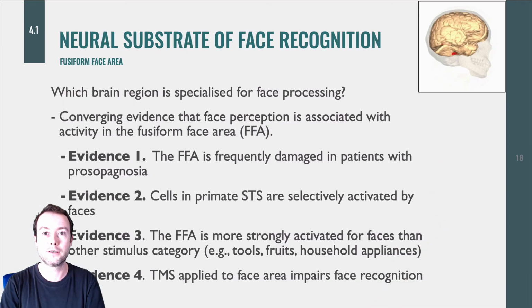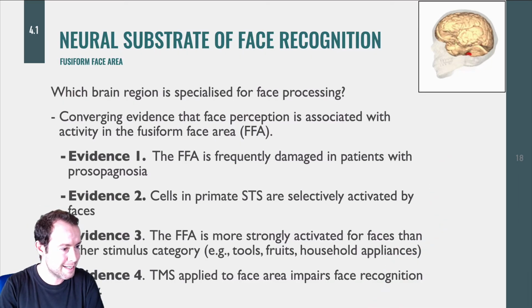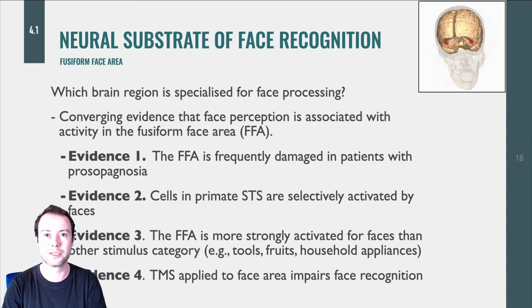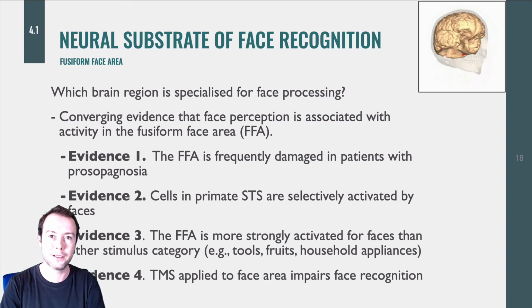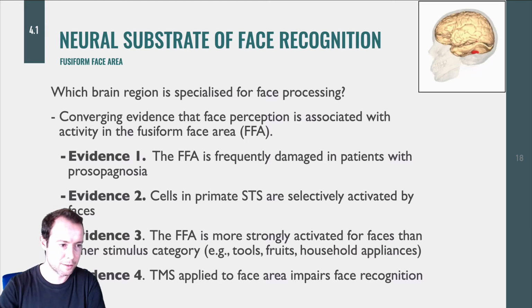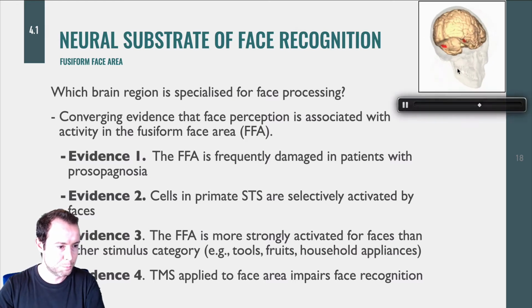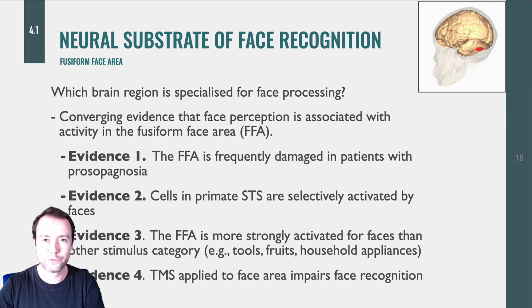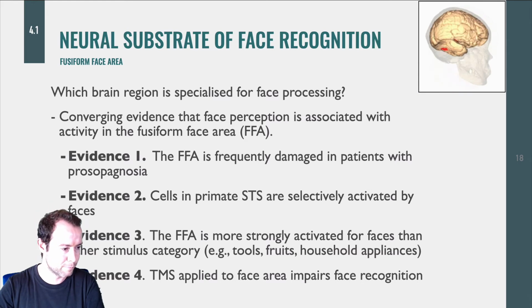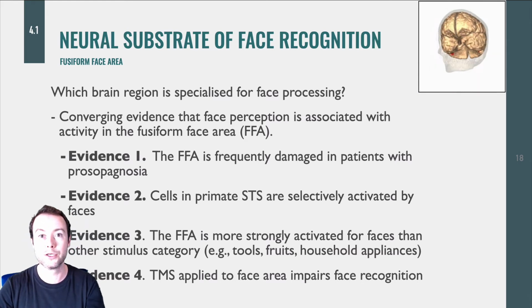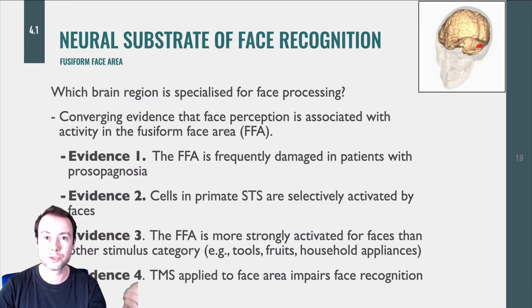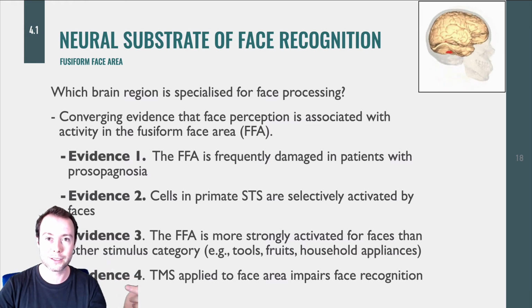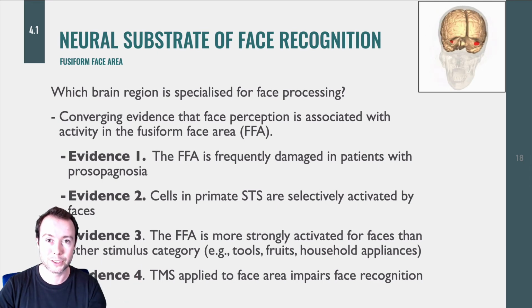Which brain regions are responsible for face processing? It turns out that there's converging evidence that the fusiform face area, a region you can see located in the top right here in the rotating brain, highlighted in red, is involved. You've got evidence from four different sources. Firstly, where lesions or reduced activity are associated with patients with prosopagnosia, they'll show reduced activity or damage to this fusiform face area.